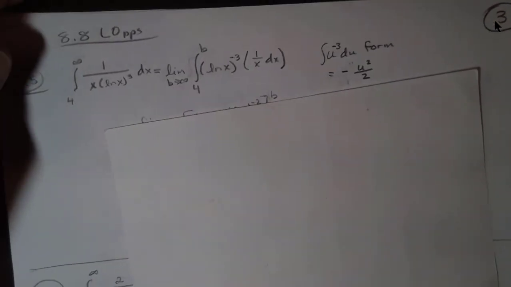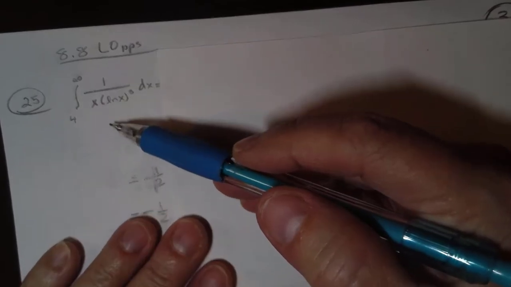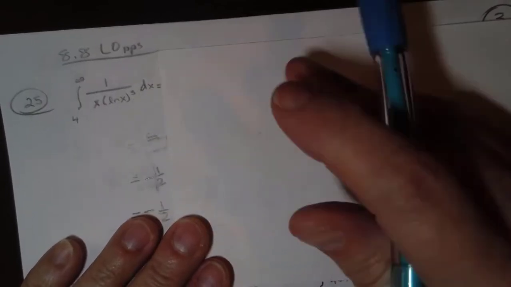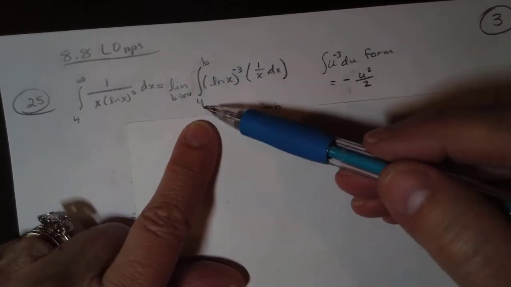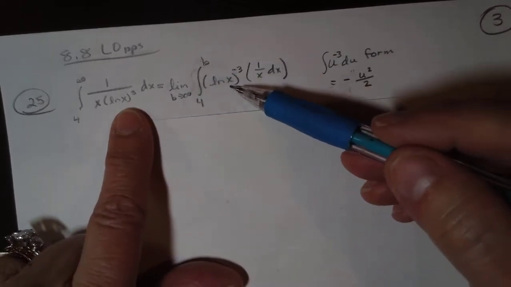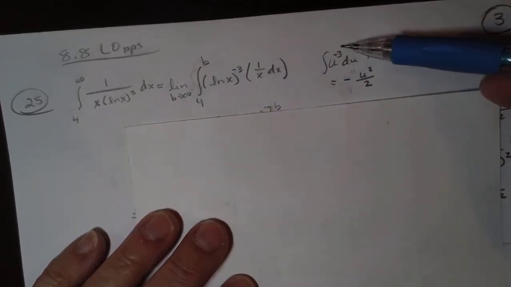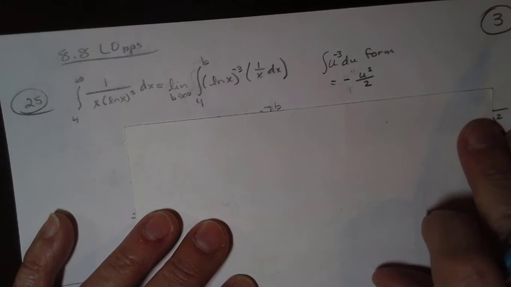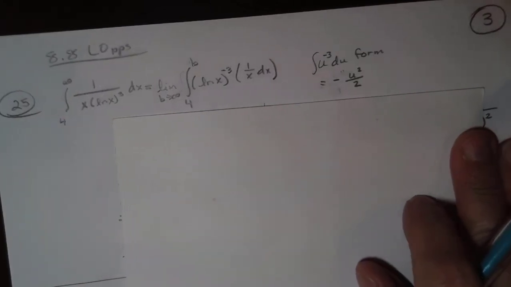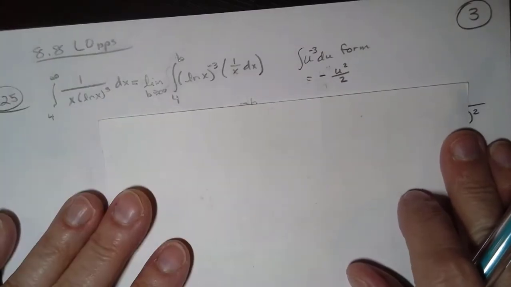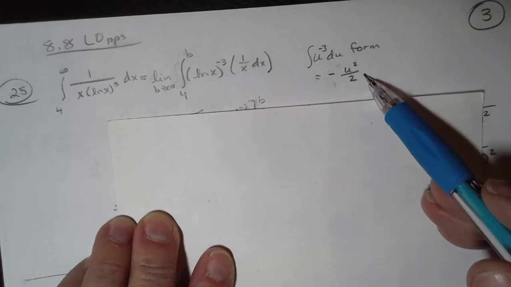Number 25. The integral from 4 to infinity of 1 over x times natural log x cubed dx. First, I'm going to write this as the limit as b goes to infinity from 4 to b of natural log x to the -3, 1 over x dx. Notice you have u to the -3 du form. Since we have that form, we know that we are going to be able to anti-differentiate this to u to the -2 over 2.